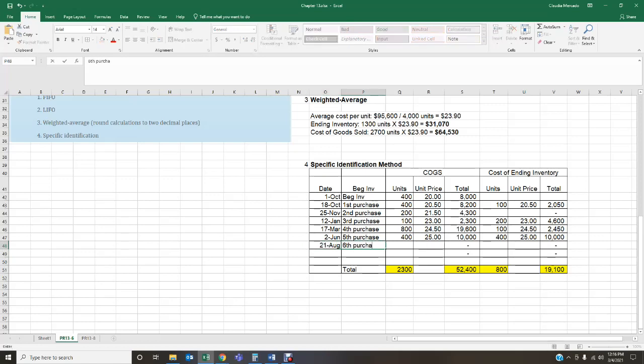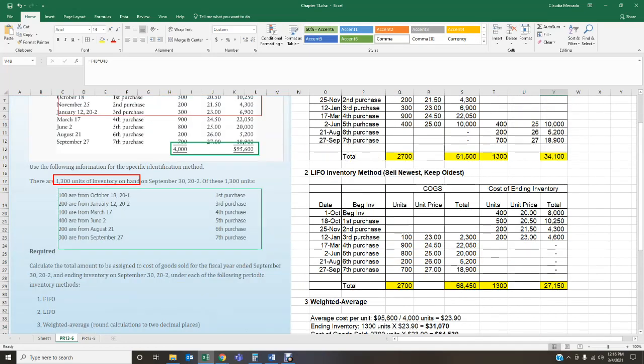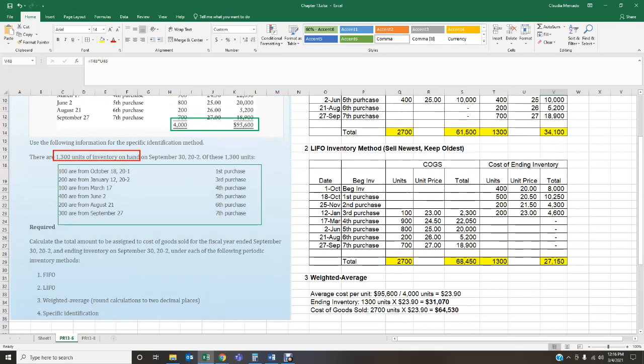That is the sixth purchase. Okay, we have all 200 units on hand at $26 apiece. So that's happening on the 21st, August 21st. We have 200 sitting in our warehouse.